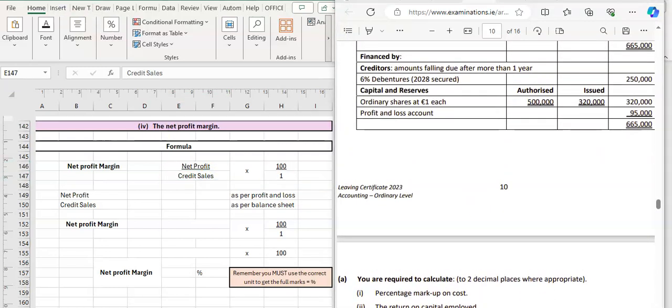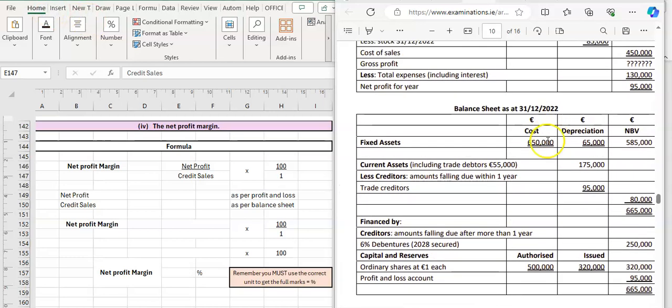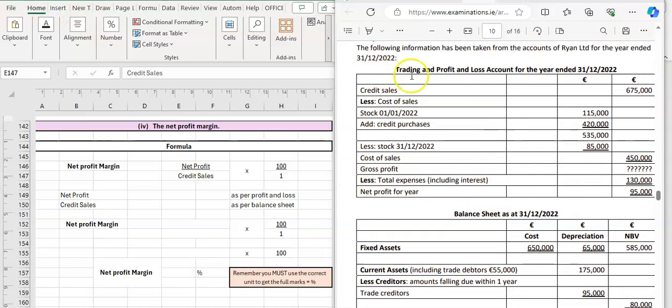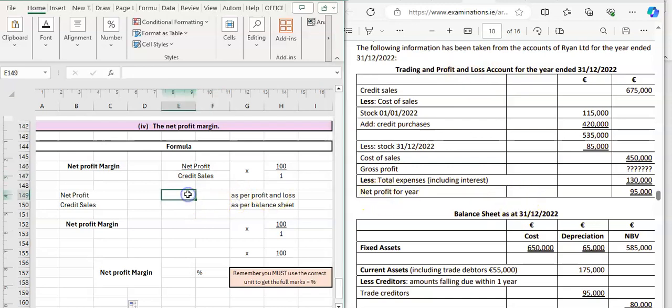So if we go and have a look and see what our net profit is. So this is our profit and loss account here. Our net profit is 95,000. Just going to write in 95,000 just to identify the figures I need to do the formula. Credit sales then, 675,000. So now we've got our two figures that we need.